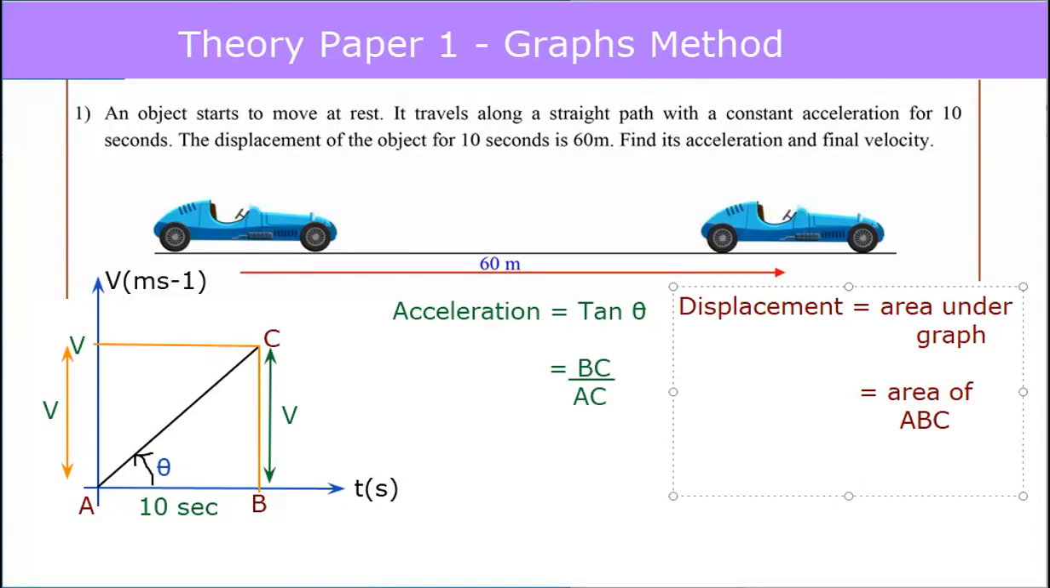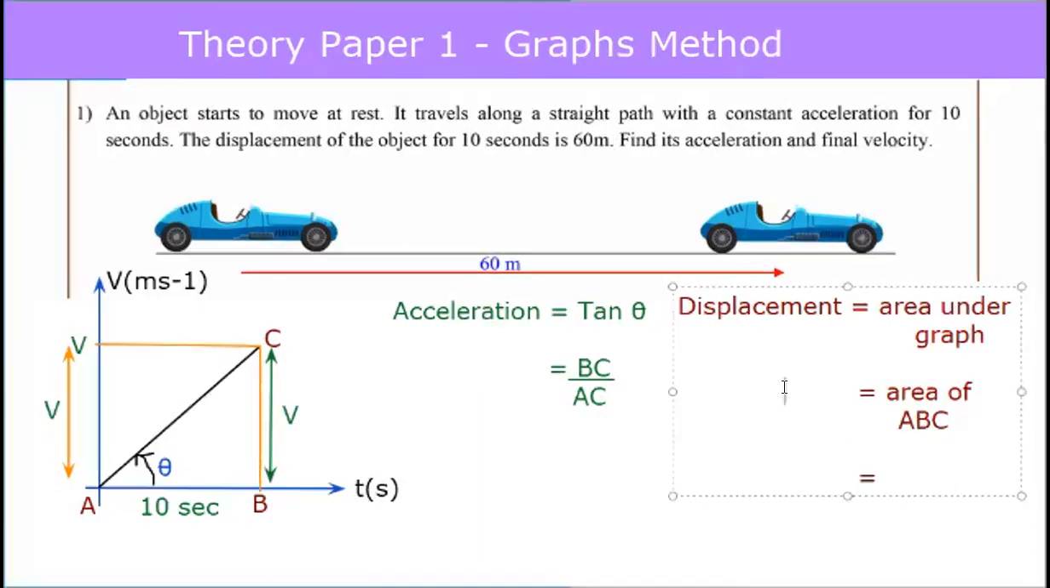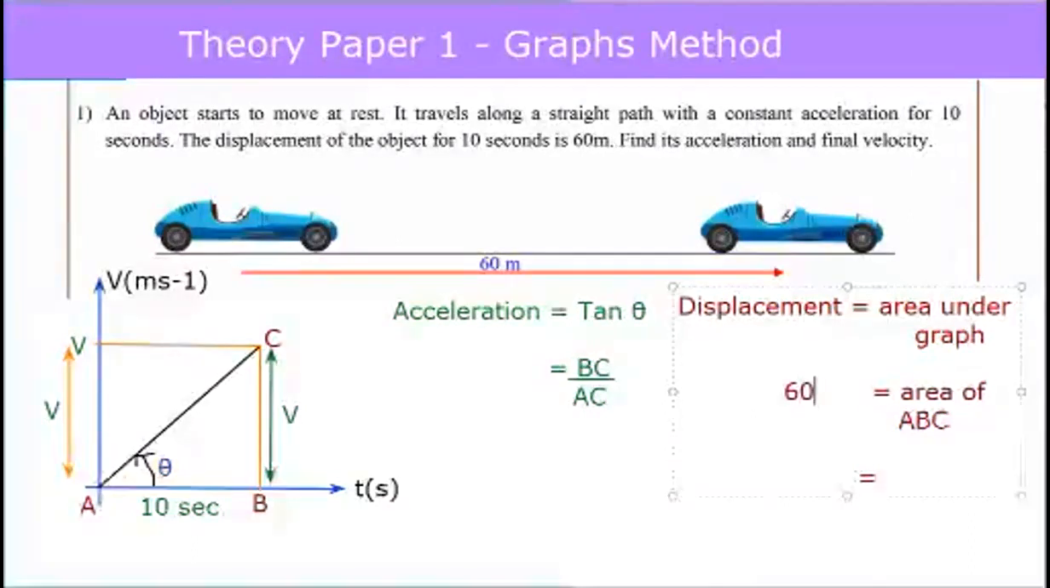What is the displacement of this object here? For 10 seconds, displacement of the object is, yes, somebody? 60 meters, sir. Very good. So as they have given the displacement, the best equation is this. So let's start with displacement is 60 meters, and that is equal to area under the graph. Area under the graph means area of ABC triangle.